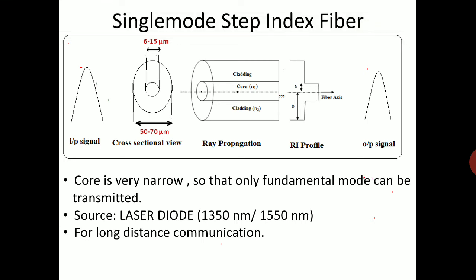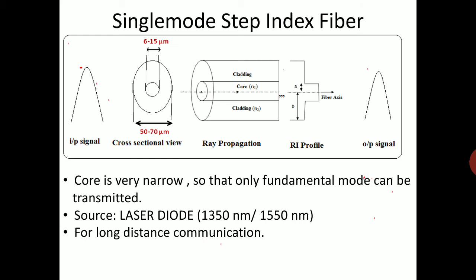The name itself indicates it is a single mode, only one ray path, and based on the refractive index profile it is a step index, therefore we call it single mode step index fiber. Now coming to this one, the core is very narrow, of the order of 6 to 15 micrometer, so that only the fundamental mode can be transmitted. Whatever we are transmitting, only the basic, the fundamental mode can be transmitted through that fiber, only one mode. And as the core is narrow, a special type of laser is required to launch the light, that is the laser diode.